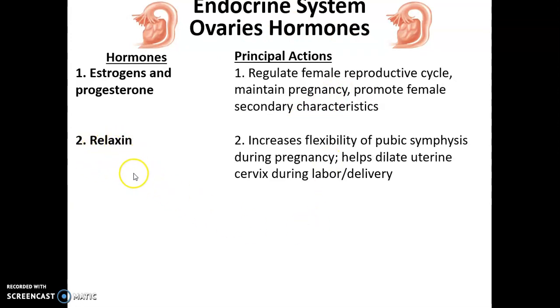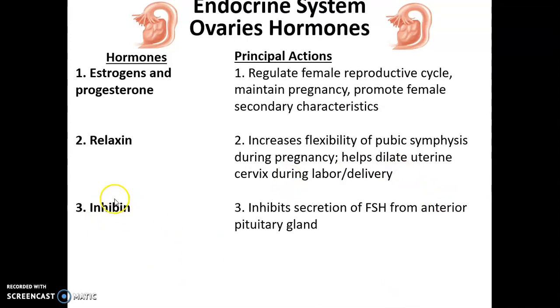Another hormone produced by the ovaries is relaxin. Relaxin increases the flexibility of the pubic symphysis during pregnancy. So the pubic symphysis is that cartilaginous joint that connects both right and left os coxae or hip bones. And so having that a little more flexible will aid in the delivery of the infant. Relaxin also helps dilate the uterine cervix during labor and delivery, which is also important to have happen so that the cervix dilates, increases its space to allow the infant to pass through.